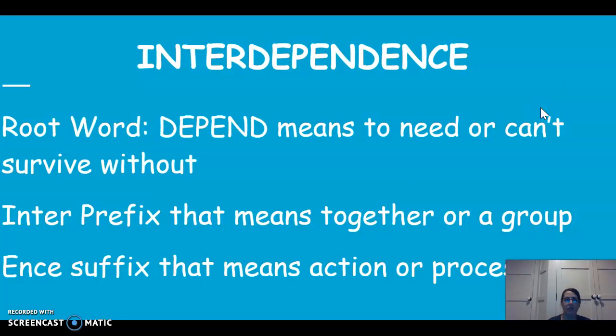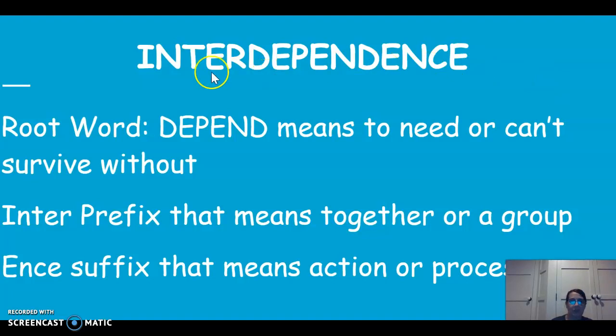Now, this big word interdependence. Interdependence. Find the root word again. The root word is depend. When you depend on someone, you need someone, or you can't survive without it. It doesn't have to be someone. It could be something. We depend on food. We need food to help us live.